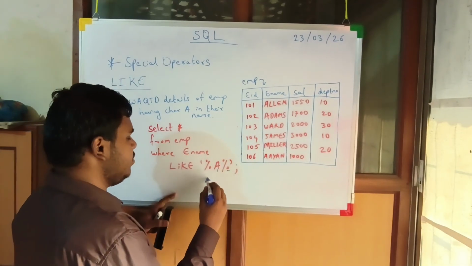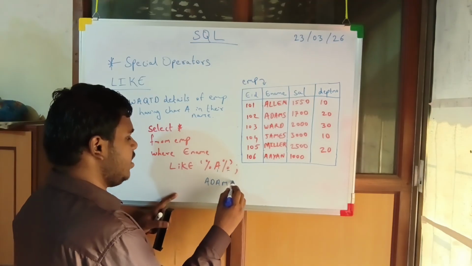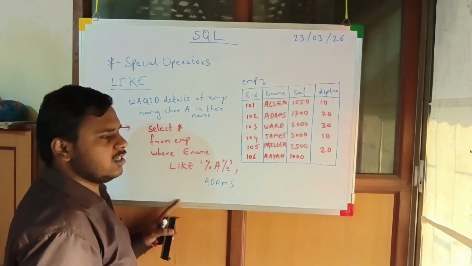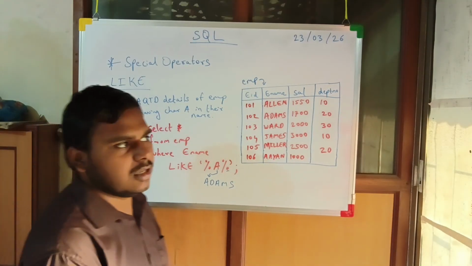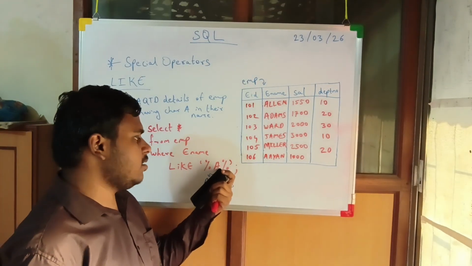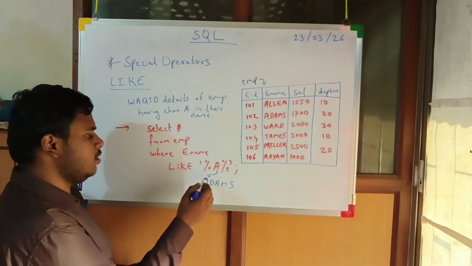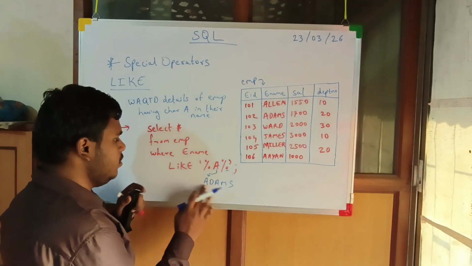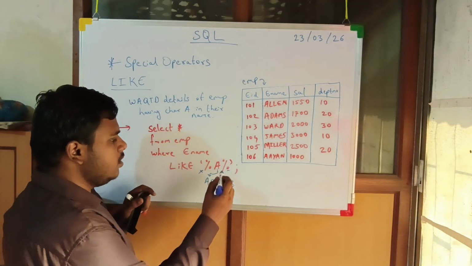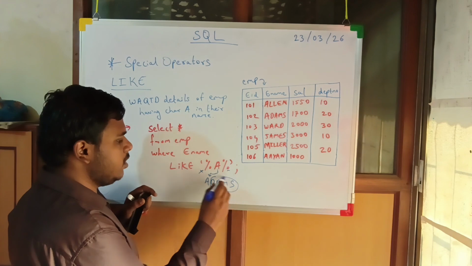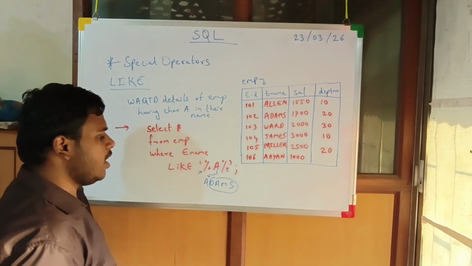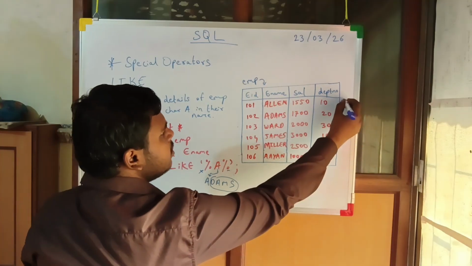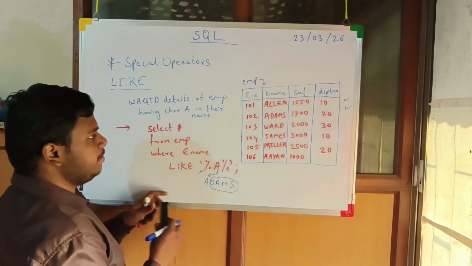Now the second name, Adams, is there. ADAMS. In Adams also, the first percentage is no use because the first A is taken by the A in the pattern, and the second percentage has the capacity to handle multiple characters. So the second percentage takes DAMS. So the first record is selected, the second record is selected.